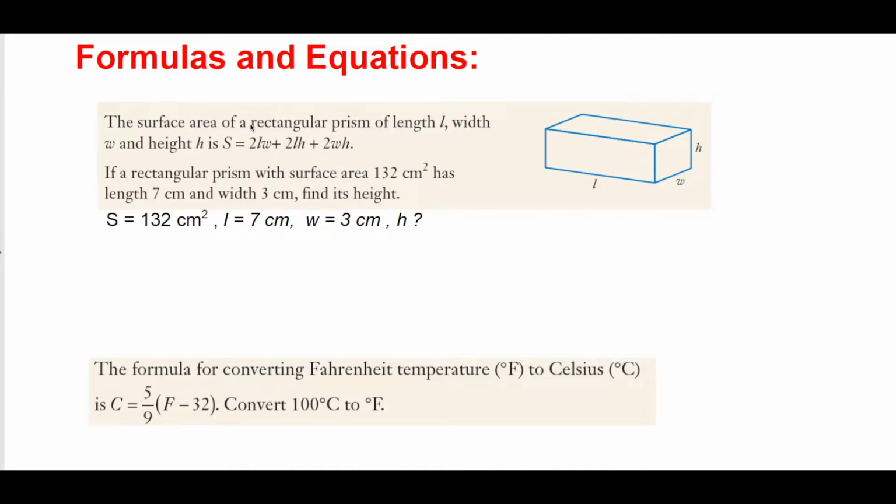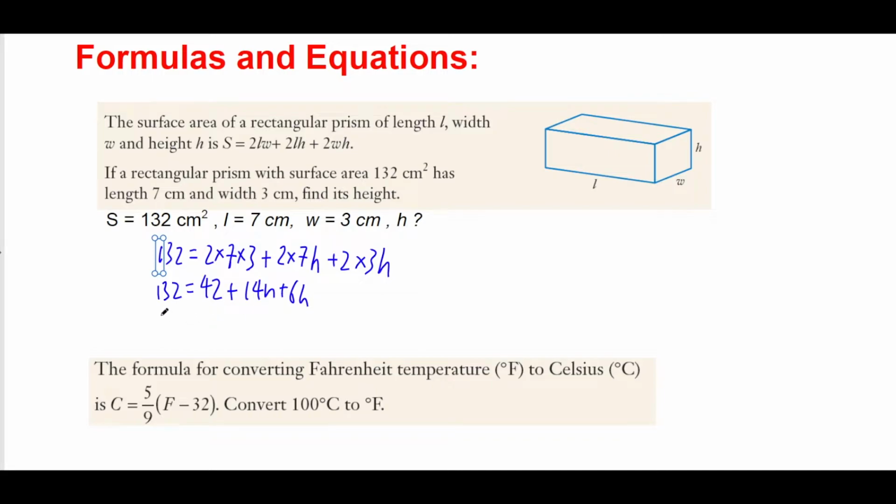So S is 132. So then 132 is equal to 2LW. So that's 2 times L, which is 7, times W, which is 3, plus 2 times L, which is 7, times height. So now height we don't know, right? So we can just write it as H, plus 2 times W, which is 3, times H, right? And now we just have to simplify. So then we get 132 is equal to 14 times 3 is 42, plus this is 14H, plus 6H, right?